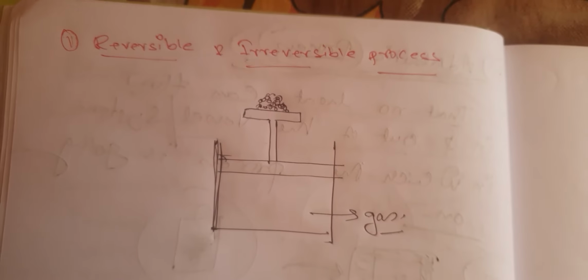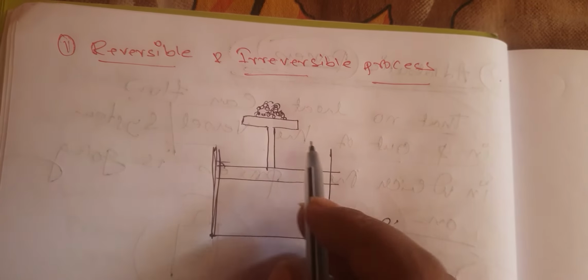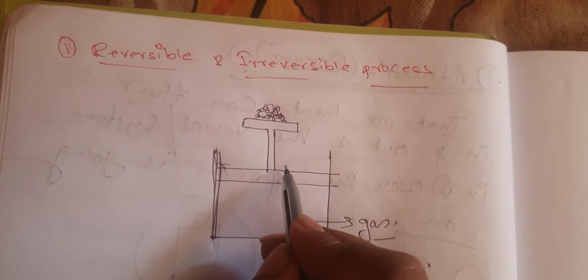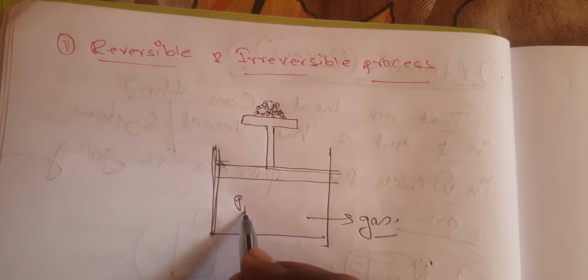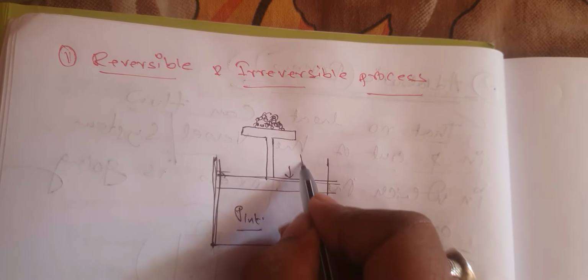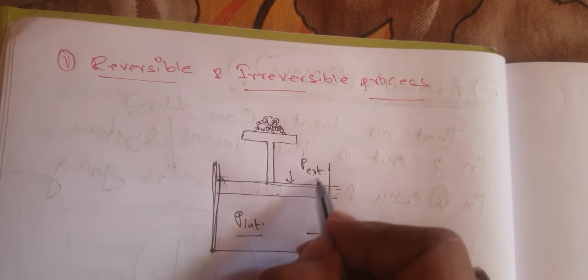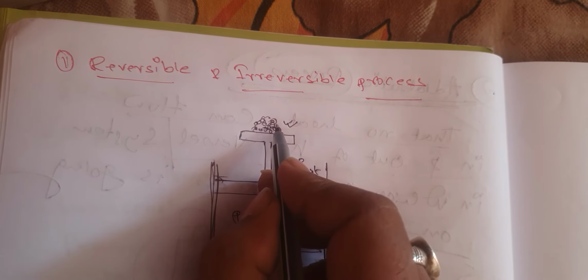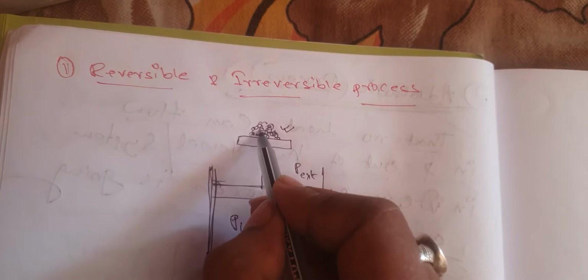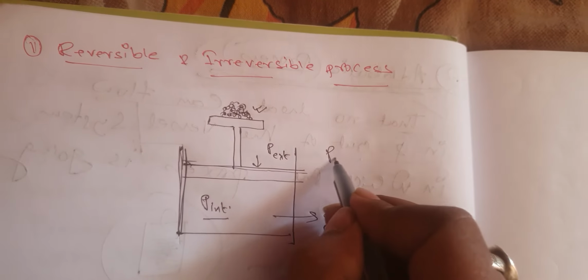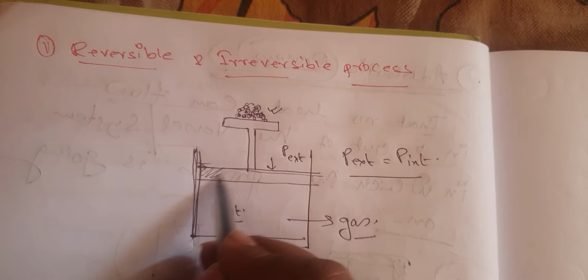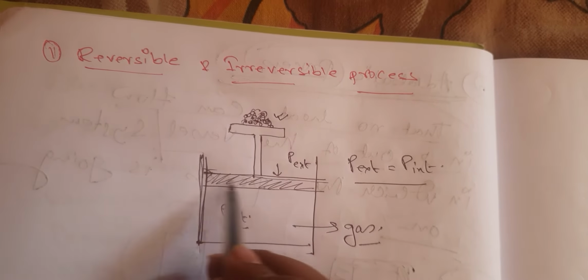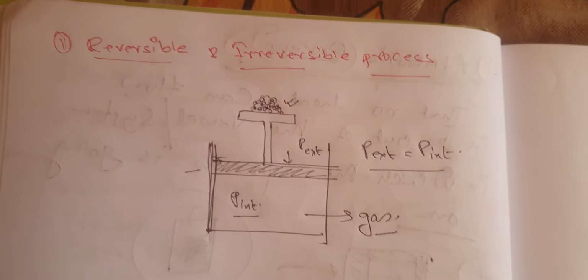Okay. Now it is very obvious to understand that if this piston is in a static position, the gas is having an internal pressure, which is P internal, and the piston is applying a P external pressure. This P external is due to the sand, since you are not holding it. Now when P external is equal to P internal, this particular piston is at a particular position. Okay, it will not move.